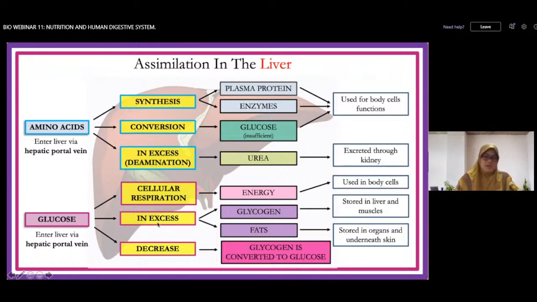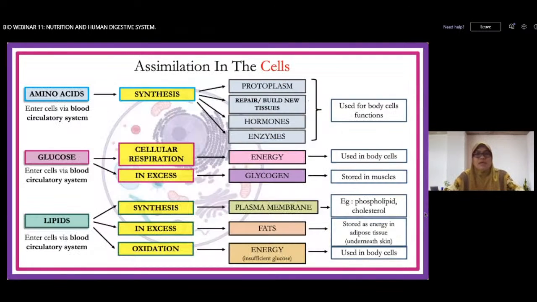okay, yang mana dia akan store dekat organ and underneath skin, dekat bawah kulit. And then bila mana kita punya glucose dalam badan kurang pula, apa jadi? Okay, glycogen yang tadi tu ditukar balik kepada glucose macam tu. So fungsi liver ni sangat penting lah. Okay. So next tengok pula apa yang berlaku dekat sel, assimilation in the cell.